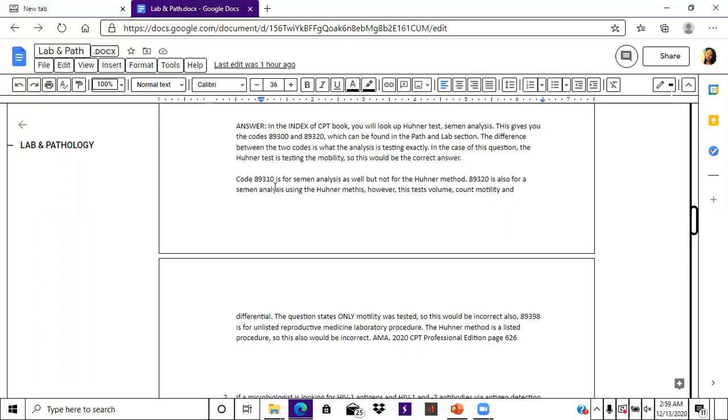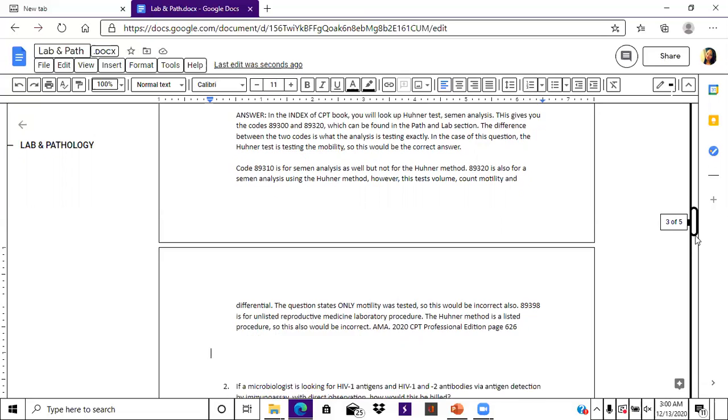Code 89310 is for semen analysis as well, but it's not for this specific method. 89320 is also for semen analysis, using the same method. However, this tests the volume, the count, motility, and the differential. And this question states only motility was tested. So this will be the incorrect answer.